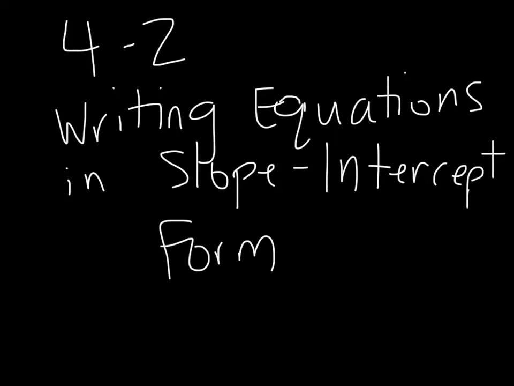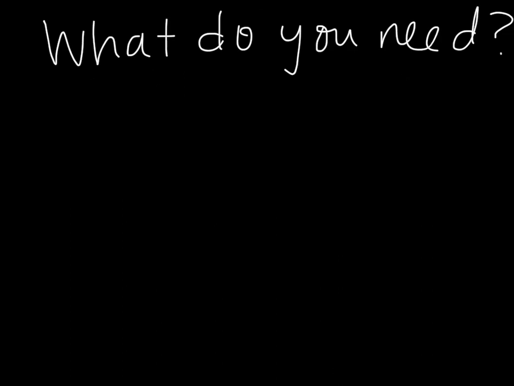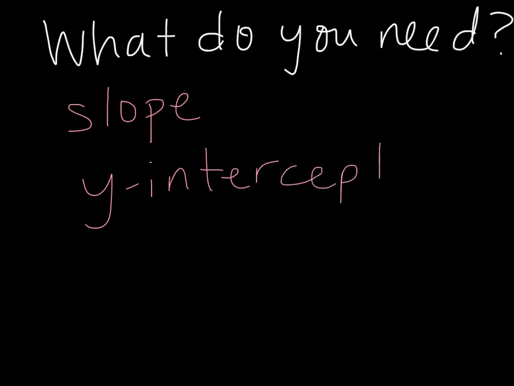Chapter 4, Lesson 2, Writing Equations in Slope-Intercept Form. So when we're going to write an equation in slope-intercept form, there's two things that we need. We need the slope of the line and the y-intercept. And if we have those two things, we can write the equation.